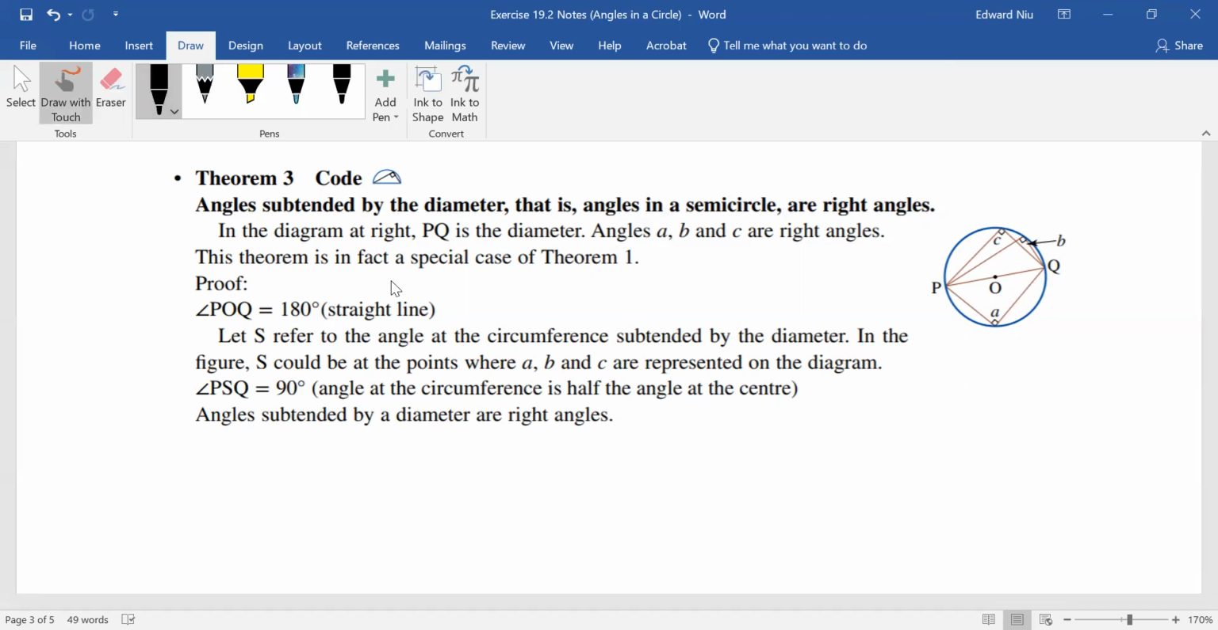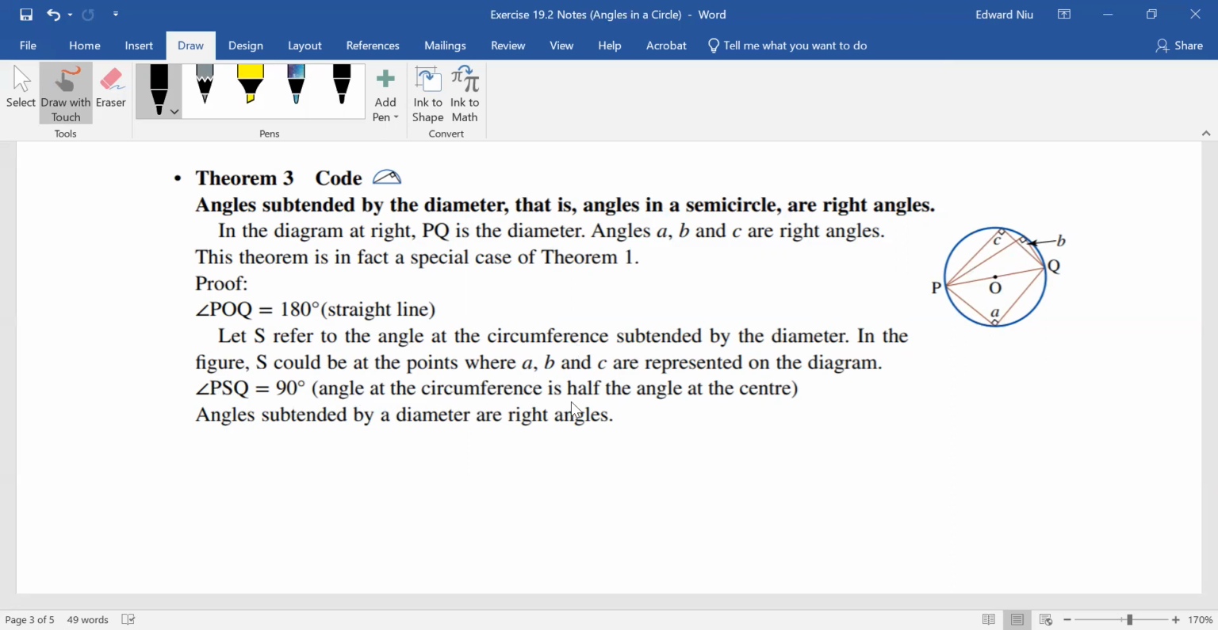This theorem is in fact a special case of theorem 1. So notice how theorem 3 is built off theorem 1. We've got the proof here. So POQ, as we know, is the diameter, and that's a straight line of 180 degrees. Let S refer to the angle at the circumference subtended by the diameter. In the figure, S could be at the points where A, B, and C are represented. So it doesn't matter where, they're going to be called S, which is 90 degrees. So angle PSQ is 90 degrees at the circumference.